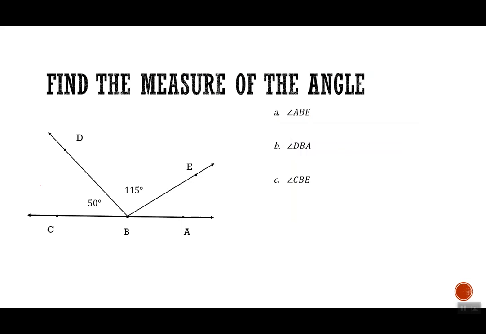So now let's go back and just find the measure of some angles. So let's start with ABE. So I'm looking at this graph and I say I'm looking for ABE. Well, I don't have it, it's not written in, but what do I see first? I see CBA forms a straight angle. So straight angle has 180 degrees. So that says if I add 50 and 115 plus whatever ABE is, I should get 180 degrees. Well, I know 50 and 115 is 165. Which means I just need to subtract.